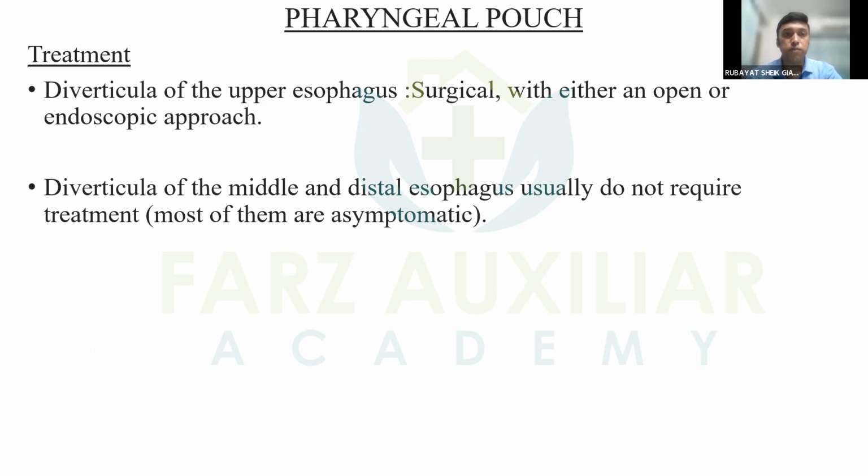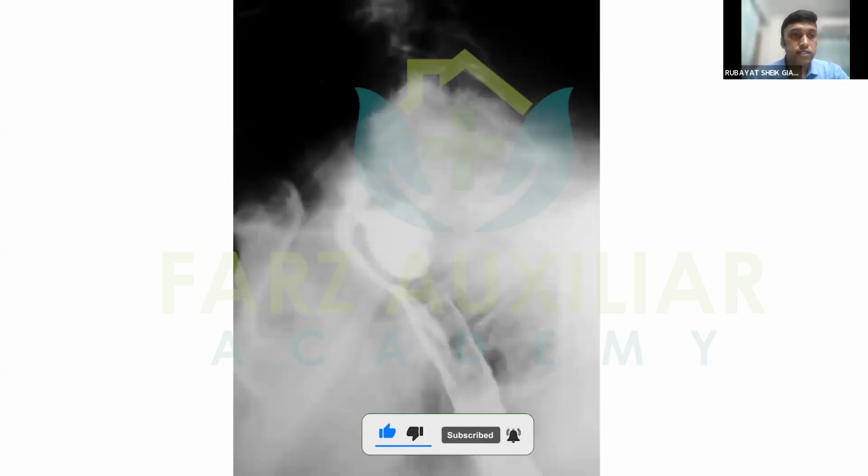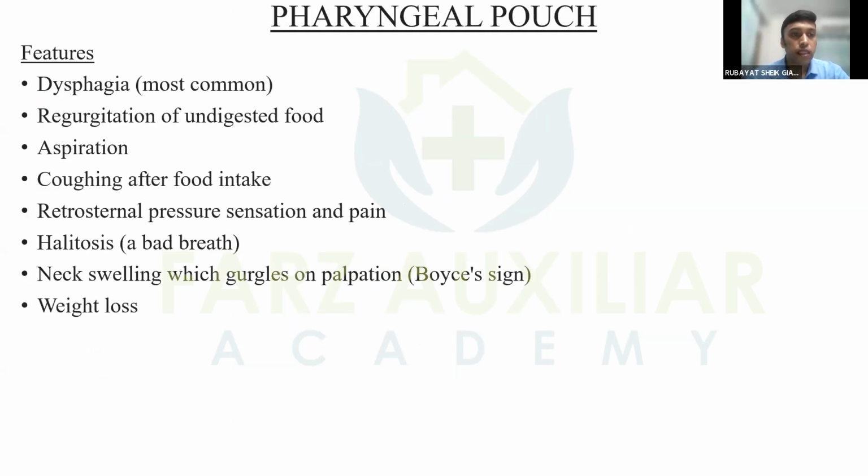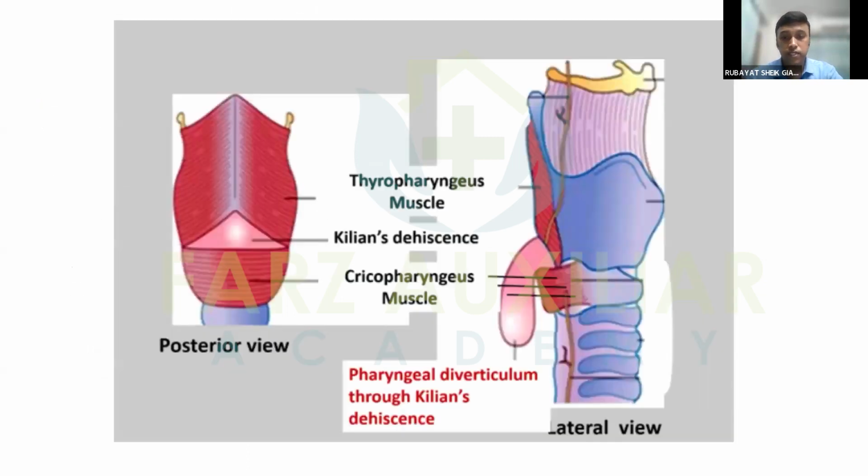So this is the appearance of the barium swallow. You can see a pouch visible here on the swallow X-ray. So if it's in the upper part, a surgical treatment is preferable. And if it's in the middle or distal part, sometimes you can just follow up and not do a surgery. This is something you can remember. But the important thing is the investigation, the symptoms, and the location of the pharyngeal pouch. These are the common questions asked from here, actually.